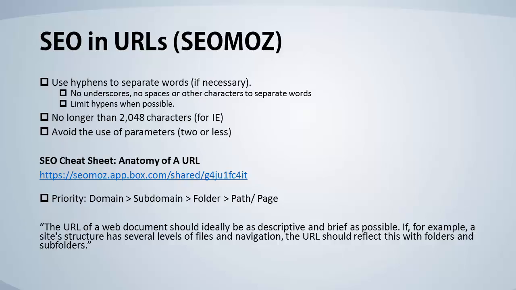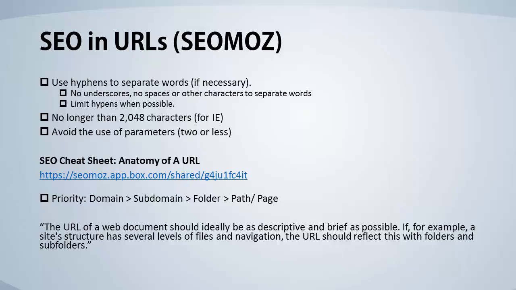On SEO Moz, we also have the SEO cheat sheet, which is the anatomy of a URL. And I'll put the link to this in the comments, so if you want to jump over to the comment section of this course, you can click on that link and go straight there. It's a PDF, and the PDF breaks down how a URL works. And what we want from this primarily is the priority.